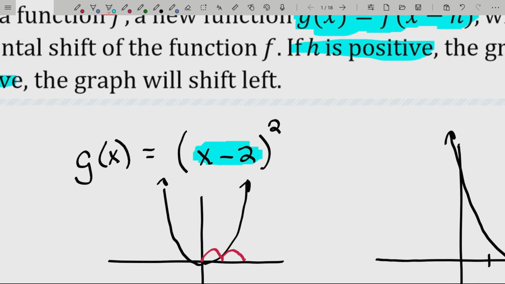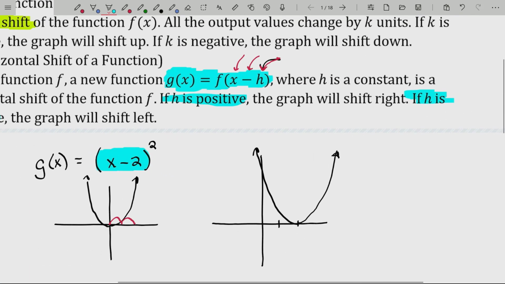Anything that happens on the inside of a function, and this is all the inside of the function right here, anything that happens to the inside of the function affects the graph horizontally. So it's going to move the graph 2 units to the right.